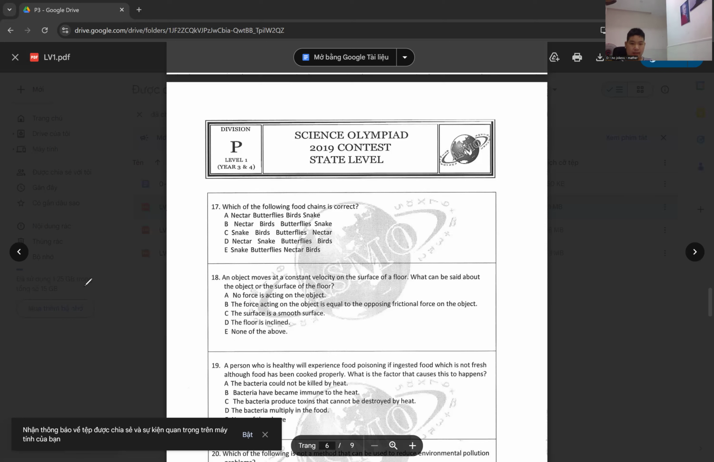So that's friction, very basic. Now, a smooth surface does decrease friction. However, it won't do it by 100%. And no force is acting, the object is moving at a constant velocity, so A is false.